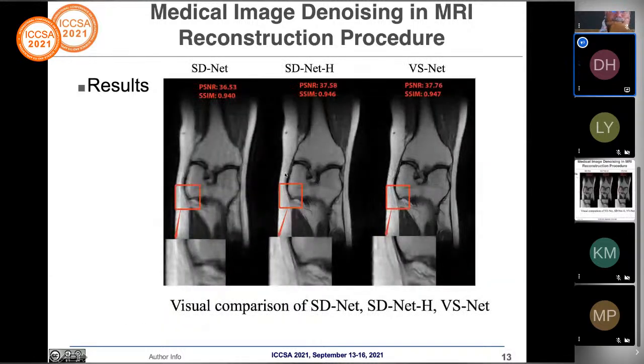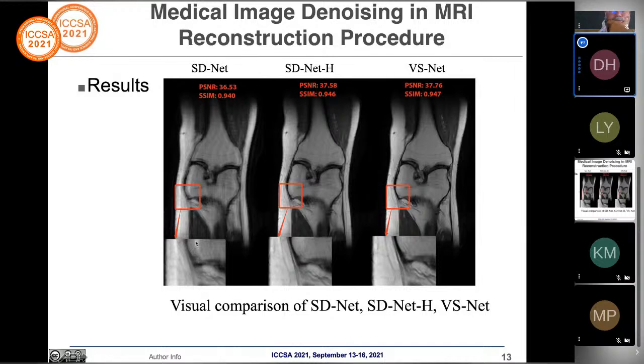The last part is we evaluate three networks together. The middle one is SD.NET HD. This is the second architecture we proposed in order to reduce the gridding effect. We can see the detail here in the left corner.